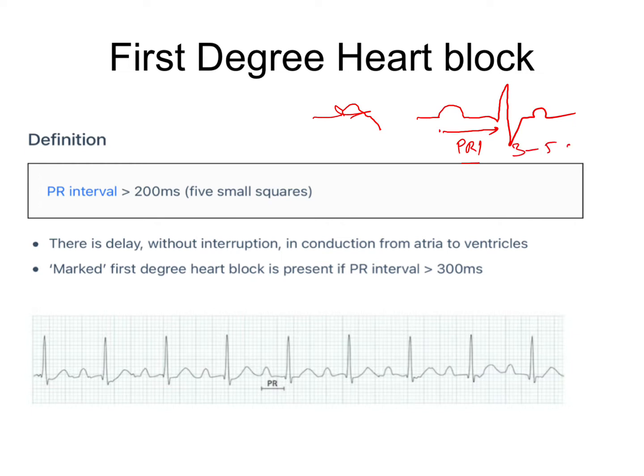Usually it is 3 to 5 small squares, or we can say it is 0.12 to 0.20 seconds. If the PR interval is more than 200 milliseconds, or if the PR interval is more than 5 small squares, then we call it a first degree heart block because there occurs a delay without any interruption. Delay is there, delay is prolonged, but the impulse travels from the atria to the ventricles.